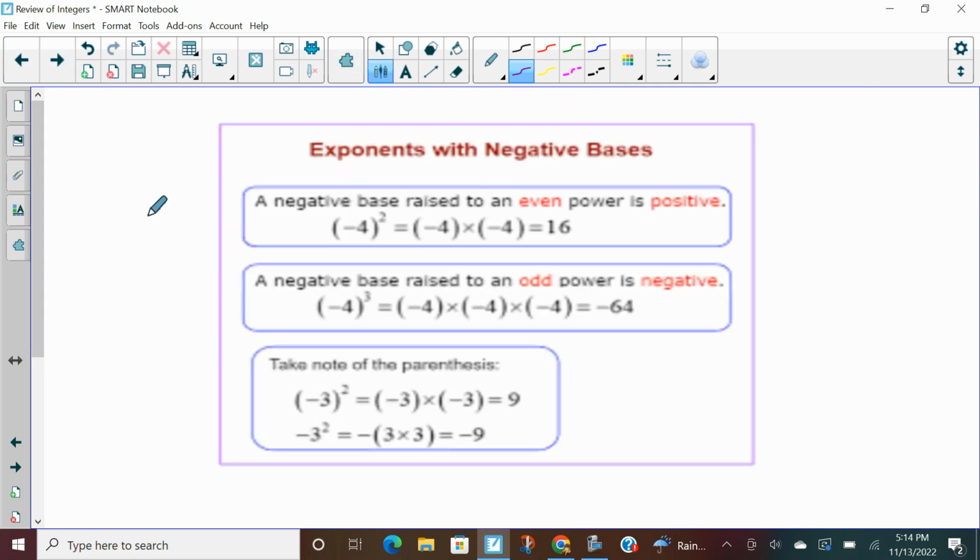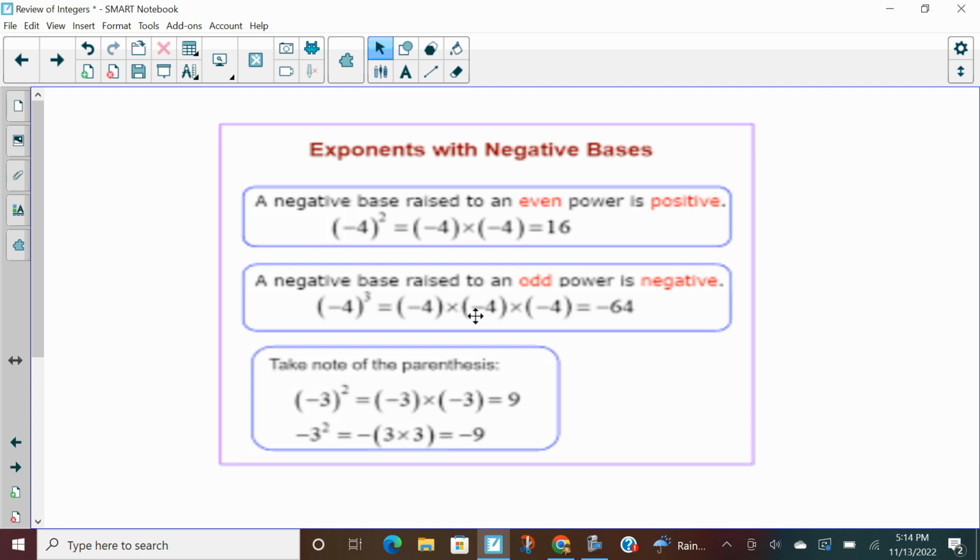The last thing that I wanted to go over with you before you started the activity was exponents with negative bases. A negative base raised to an even power is going to be a positive number, because negative 4 to the second power is negative 4 times negative 4, which is positive 16. When it's raised to an odd power, it's going to be negative.